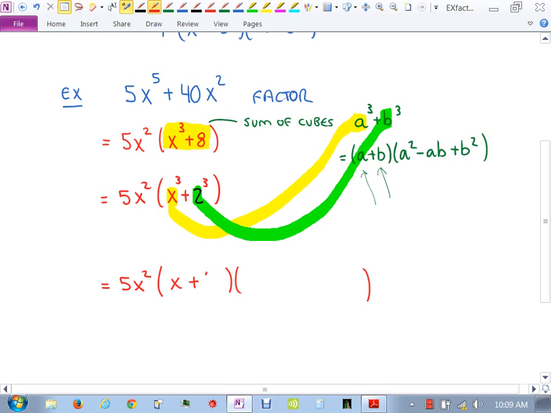X plus 2. And then we have what? A squared. For us, that's x squared. Then minus a times b, which for us is x times 2, which is really 2x. We never write x2, right? We write 2x. And then finally, plus the b for us, which is 2, but squared, which would give us 4. 2 squared is 4. Right?